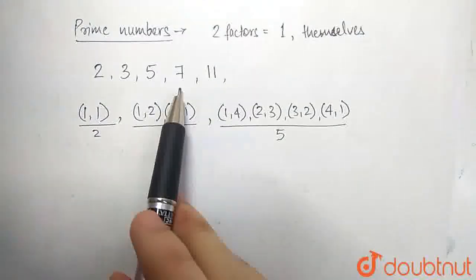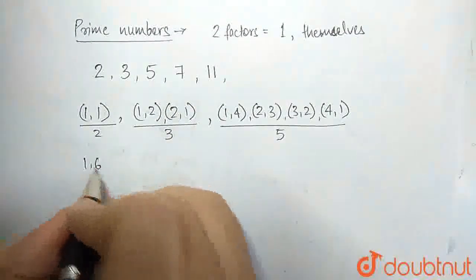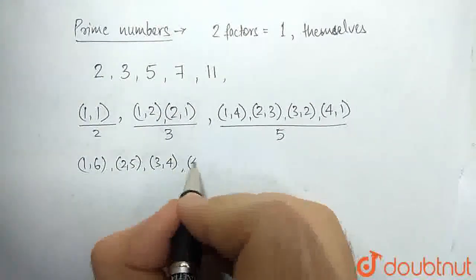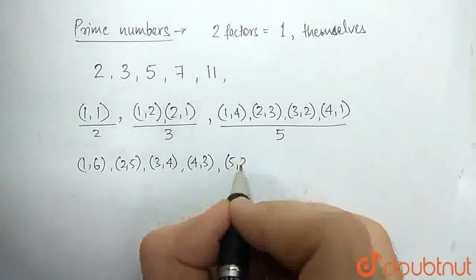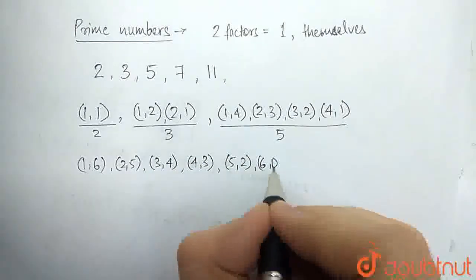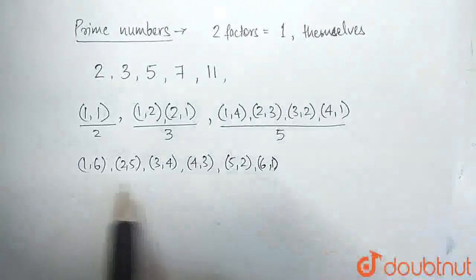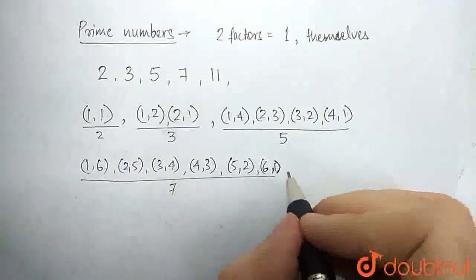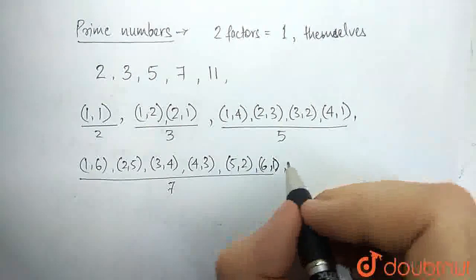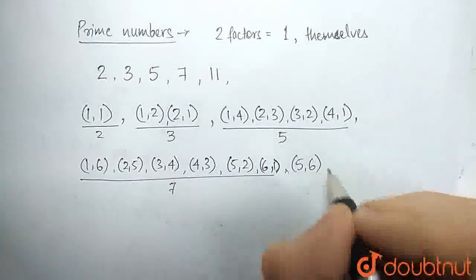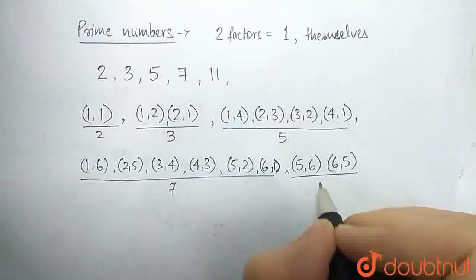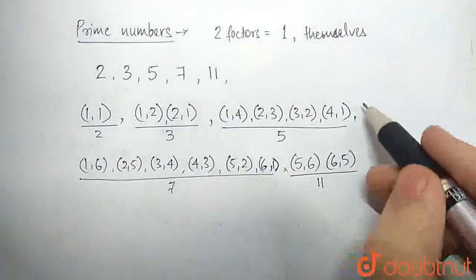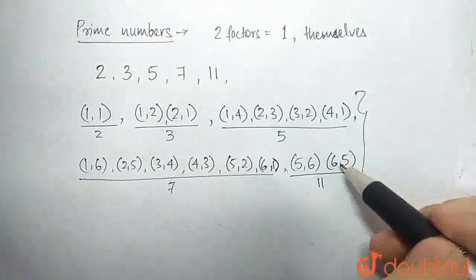Next, to get 7, we can have 1, 6, 2, 5, 3, 4, 4, 3, 5, 2 and 6, 1, right? So all 6 of these outcomes give us the sum of 7. Next, to get 11, we can have 5, 6 and 6, 5, right? These are the only 2 outcomes which give us the sum of 11.